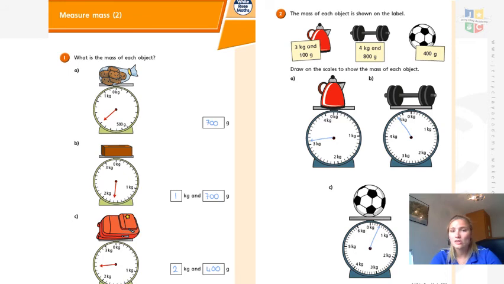Okay, the next one, you had to look at the top to see how much each of these objects weighed, and then you had to go and draw on the line where this was. Now please try and get this as accurate as you can, so look at my answers to see if you've done it the same.